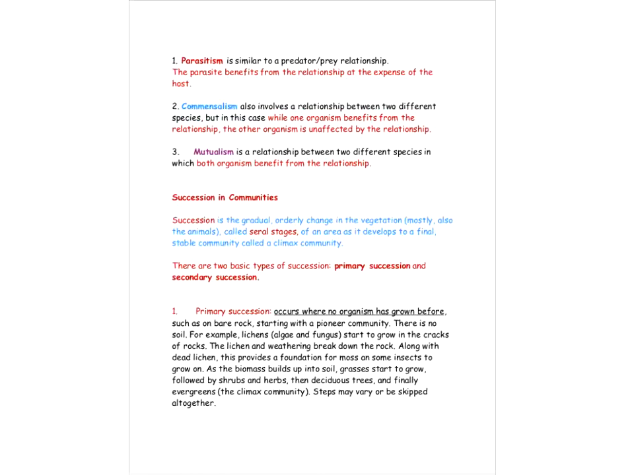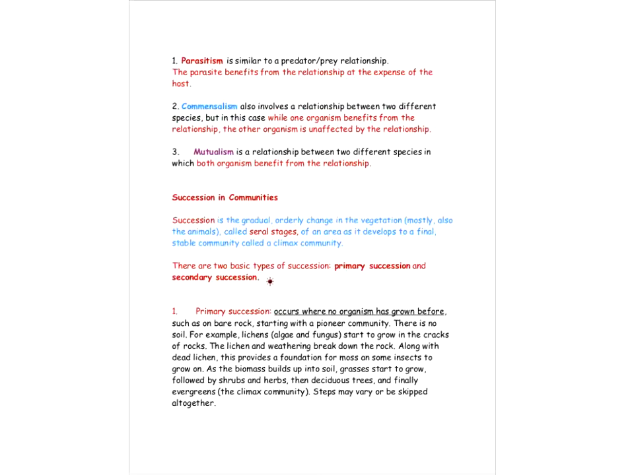Okay, so we've gone through those. I'm not going to go into them anymore. I'm just going to go over what's called succession. You remember talking about succession? Succession is the gradual, orderly change in vegetation, also in animals, but usually we're talking about vegetation. We can call them different seral stages. It develops to a final stable community called a climax community.